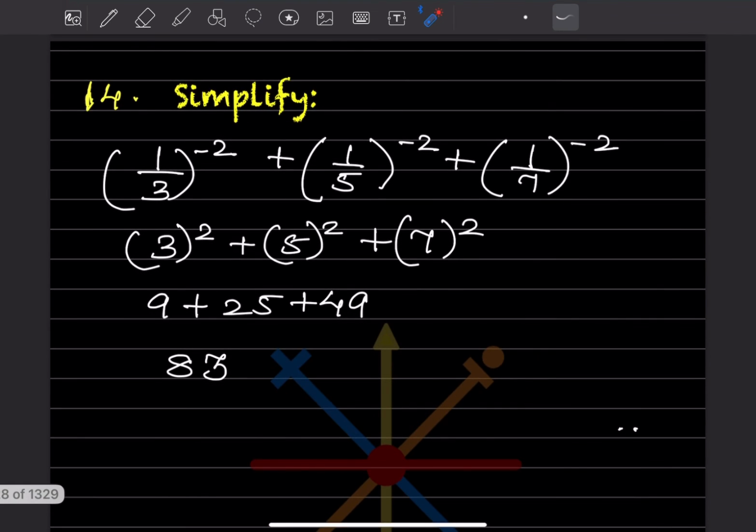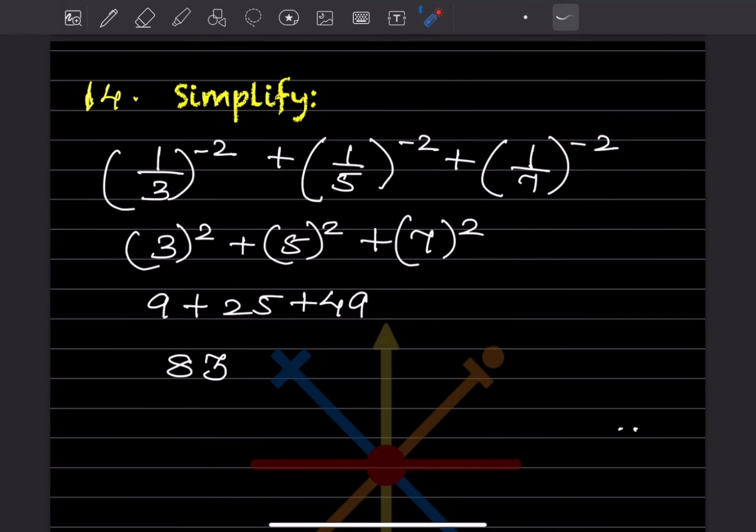So now let us see this problem here. So this can be written as, because there is a negative sign, we can write this one as 3 raised to 2. And again, we take the reciprocal, that will be 5 raised to 2. And this is going to be 7 raised to 2. And such type of problems are also very important. So be careful with these problems here.